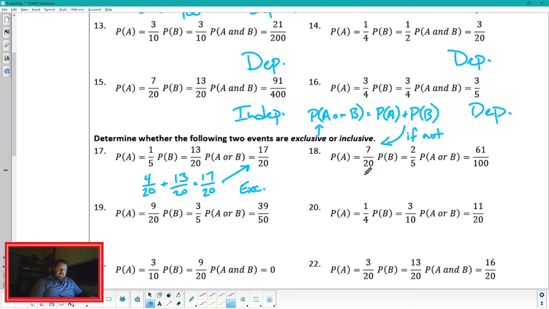The next one, well, we want to relate it to 100s. So I'm going to turn that into a 100. To do that, I need to multiply 20 by 5. So 7 times 5 is 35. Multiply the 5 by 20 to turn it into 100. So 2 times 20 is 40. And this equals 75 over 100. There we go. Which does not equal that.